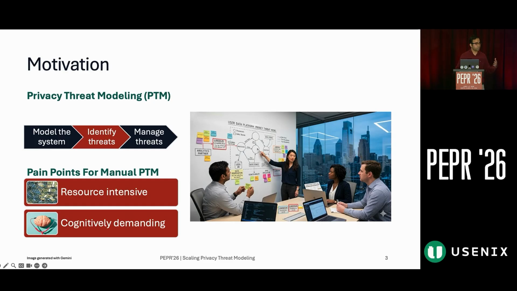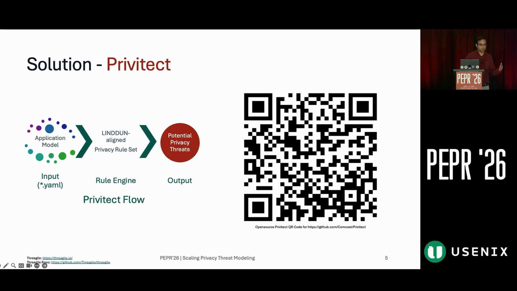To assist with privacy threat modeling, we have a solution called Privitect. We have already open sourced it, as you can see from the QR code there. Here, the input would be a YAML file, which would be a representation of the application. It would pass through a rule engine, which has around 12 privacy-based rule sets. These are derived from LINDDUN. And eventually, you'll see the potential privacy issues or threats that could be applicable to the system.